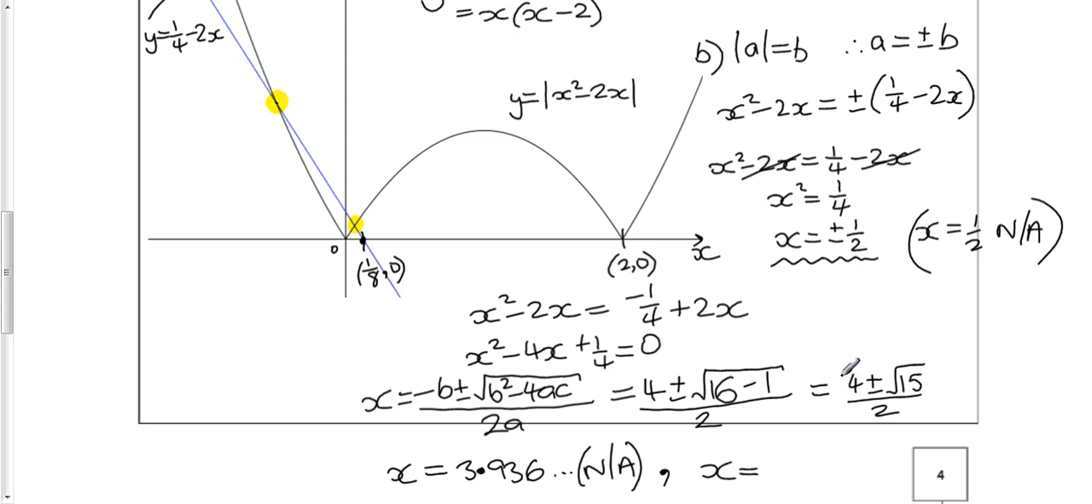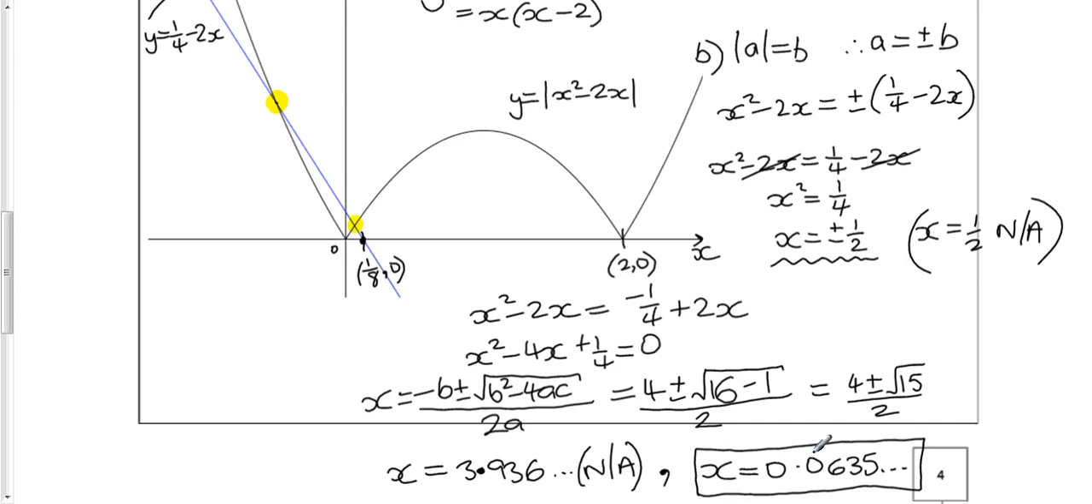Let's go back to the other one, 4 minus root 15 this time. So 4 minus root 15, all divided by 2, is 0.0635 according to my calculator. Now that's positive, and it's between 0 and an eighth. An eighth is 0.125, so this one is definitely a possibility.